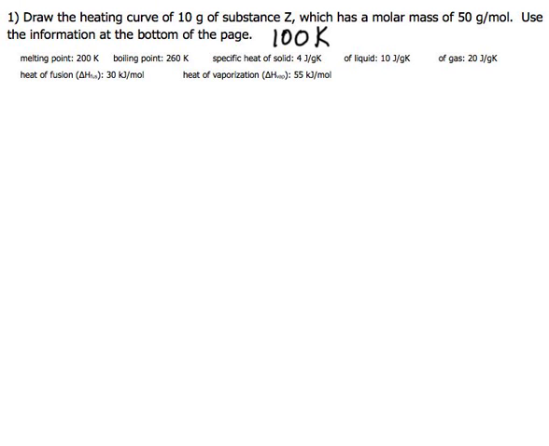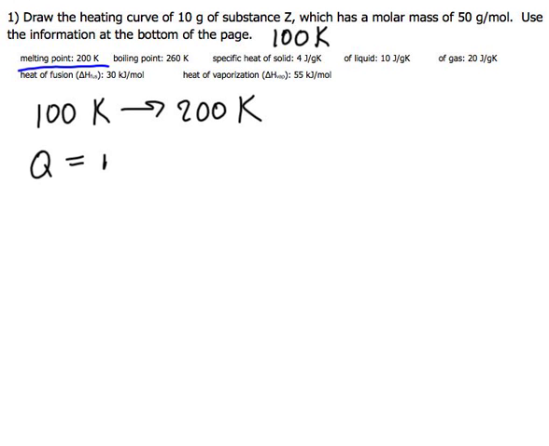So the first thing is we have a solid, and anytime we're heating the solid, it's going to rise in temperature. It's going to rise in temperature until it hits the melting point, at which point it's going to start to turn into a liquid. So it's going to stop at 200K. Our first step is to figure out how much energy it's going to take to get this substance from 100K to 200K. Since there's a temperature change involved here, we're going to use the equation Q equals M times C times delta T.